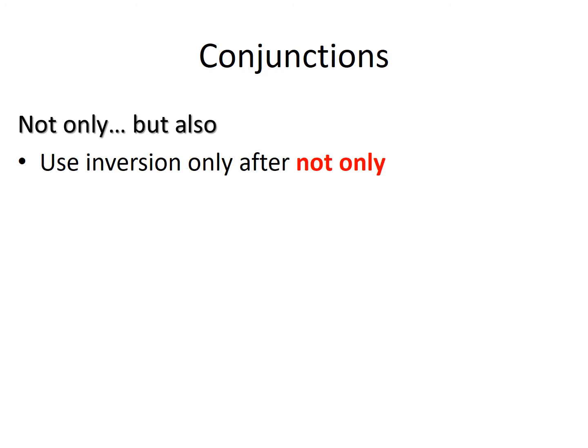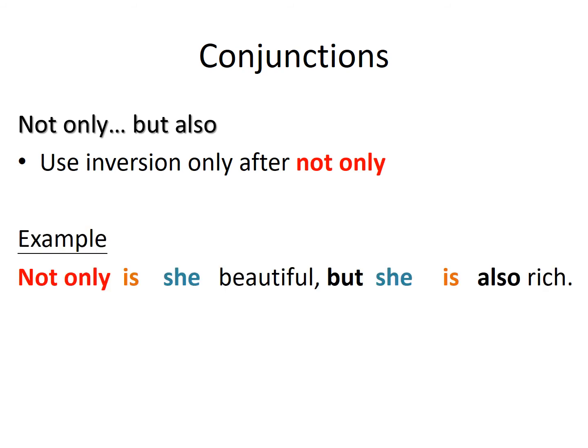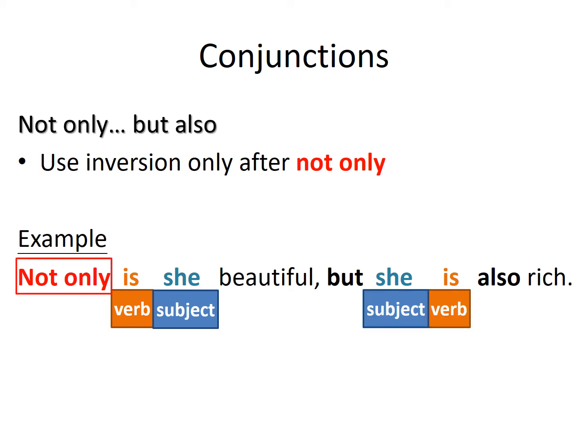The last group of words that can adopt the inverted structure is conjunctions. The first conjunction that you can use inversion is not only but also. Remember, you only use inversion after not only. Example sentence: not only is she beautiful, but she is also rich. You can see that verb plus subject inverted structure, is she, is used after not only, and the normal subject plus verb statement word order, she is, is used in the but also clause.